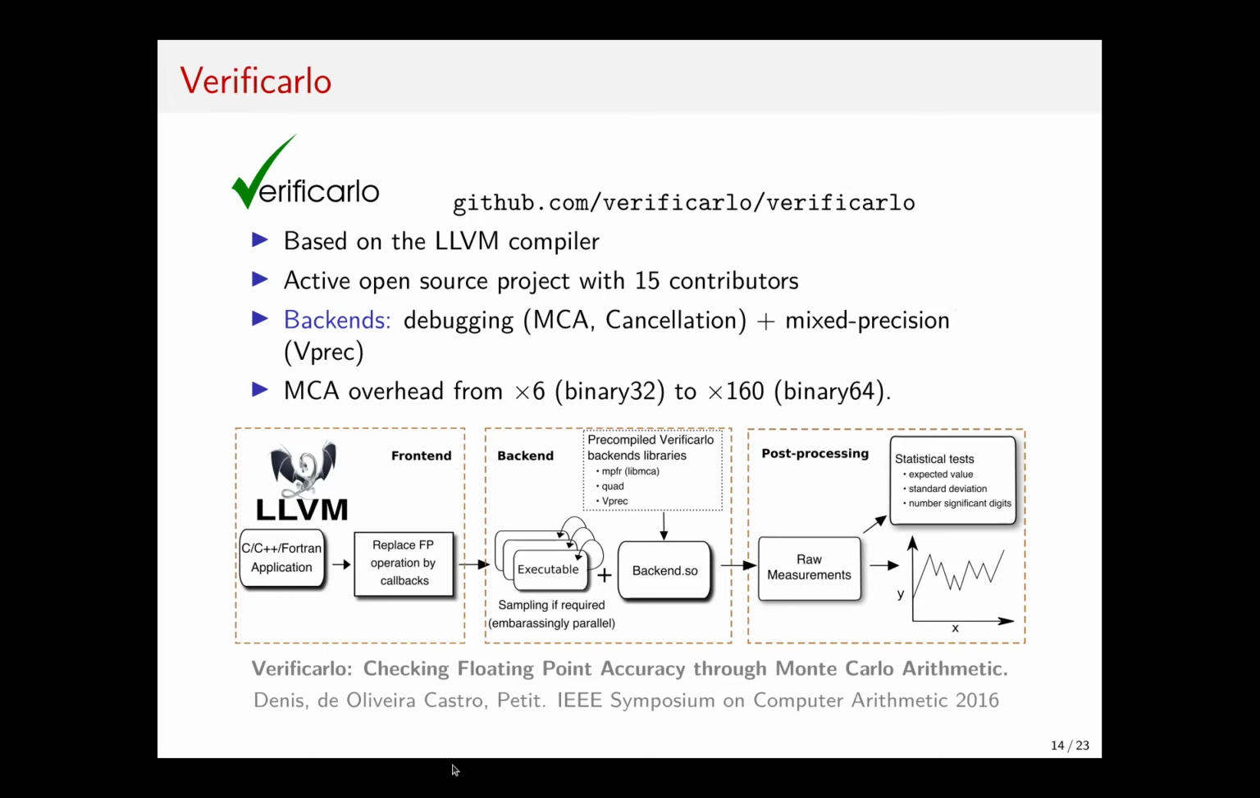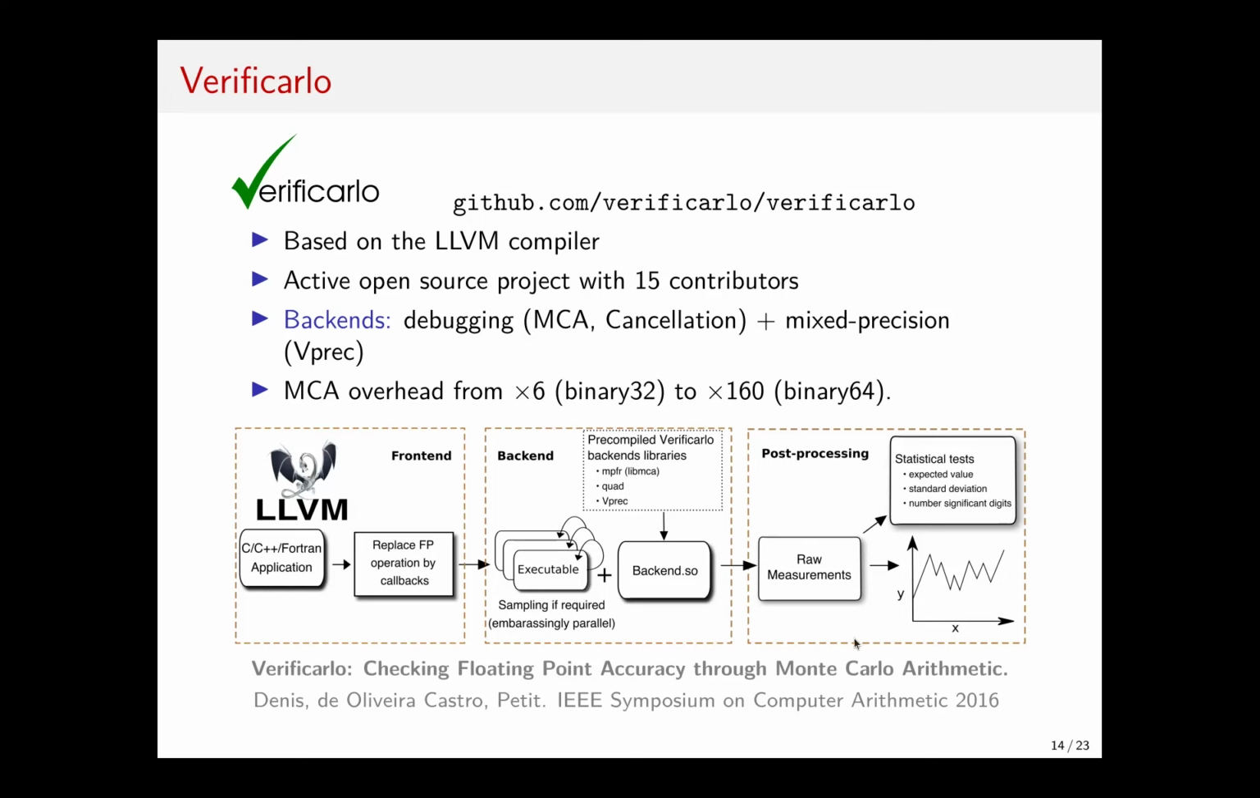And how does it work? I mean, what is the big architecture? In the front end, we are going to compile with LLVM. And at the end, we are going to replace all floating point operations by callbacks. And these callbacks are going to call specialized backends. We have different backends. Some backends are going to, for example, use Monte Carlo arithmetic, stochastic rounding, as defined previously. Other backends are going to allow us to detect cancellations. And we have other backends, VPREC, that allow us to simulate what happens when we reduce the precision in our computations. So it allows us to measure the impact of reducing the precision without having to change the code completely, to port the code to a different format.